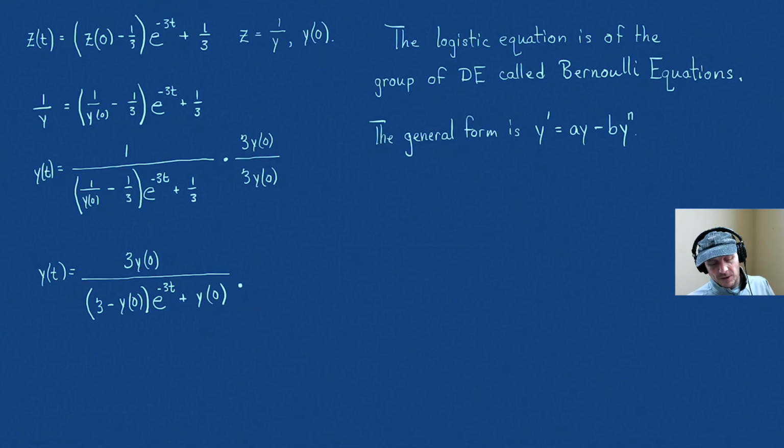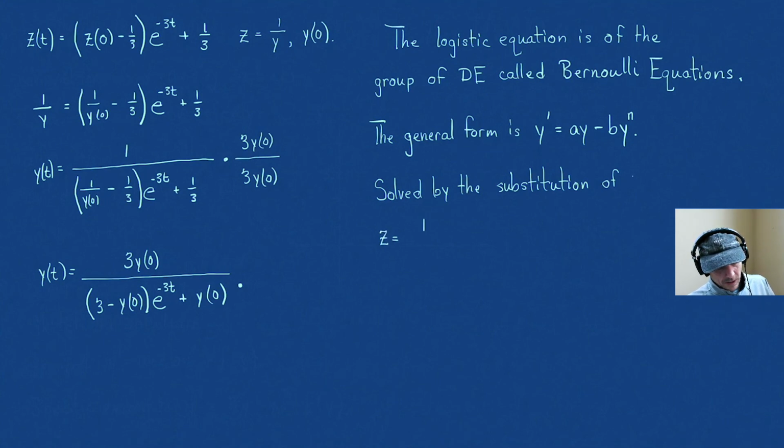And this is solved by the substitution of z equals 1 over y to the n minus 1. And that would give you the general solution to all Bernoulli equations. I hope that helps. Thanks for watching.